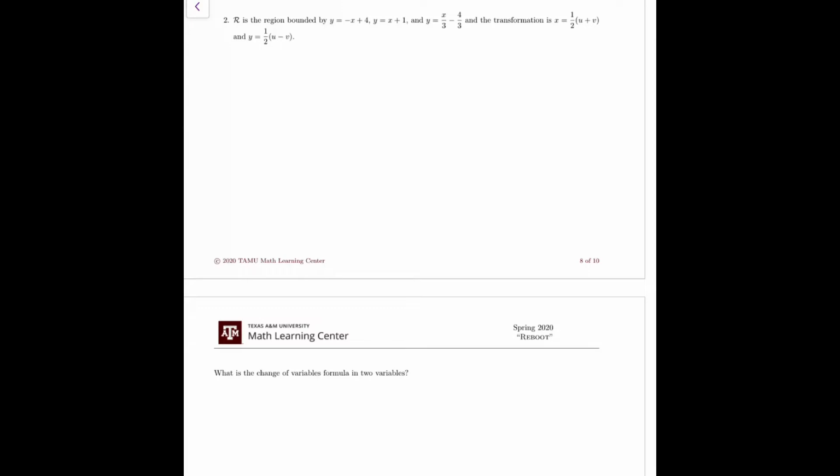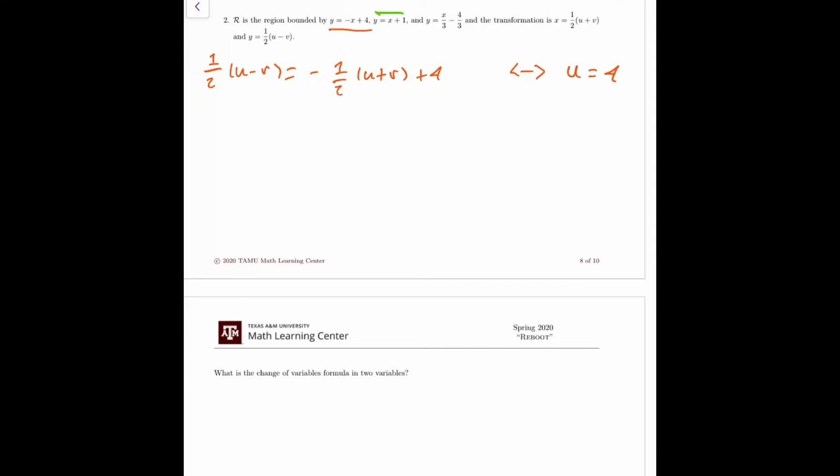We'll begin with the line y is equal to minus x plus 4, and we just want to write this in terms of u and v. We'll color code, and this will be the orange line. So this becomes 1/2 times u minus v, because y is equal to 1/2 u minus v, is equal to minus 1/2 u plus v plus 4. And if you rearrange this, this becomes u is equal to 4.